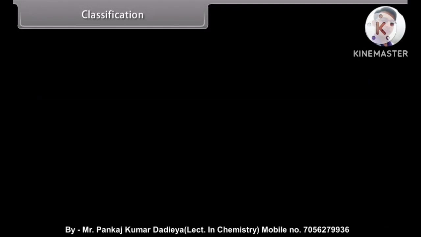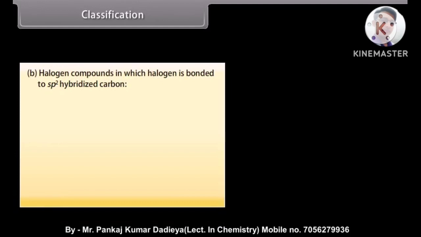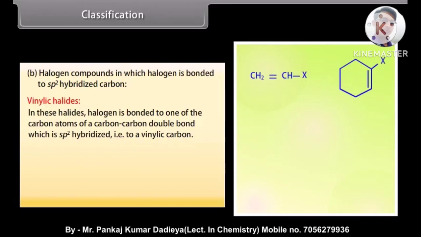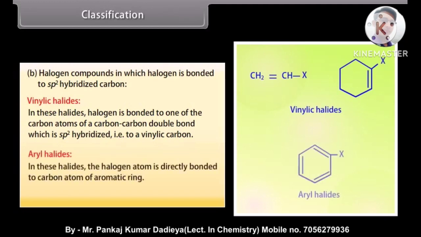Classification. Halogen compounds in which halogen is bonded to sp2 hybridized carbon. Vinylic halides. In these halides, halogen is bonded to one of the carbon atoms of a carbon-carbon double bond which is sp2 hybridized, that is, to a vinylic carbon. Aryl halides. In these halides, the halogen atom is directly bonded to a carbon atom of the aromatic ring. For example, halobenzene.